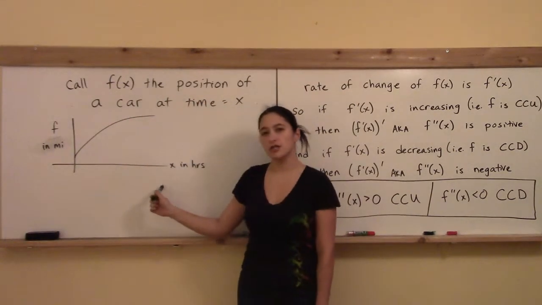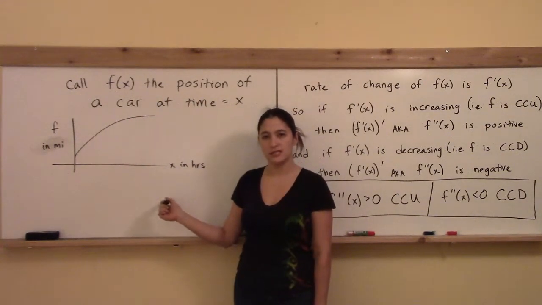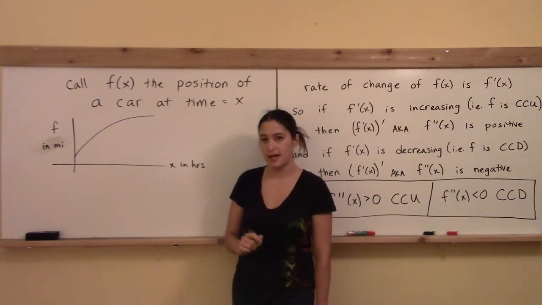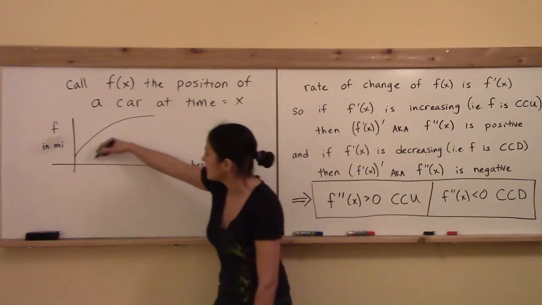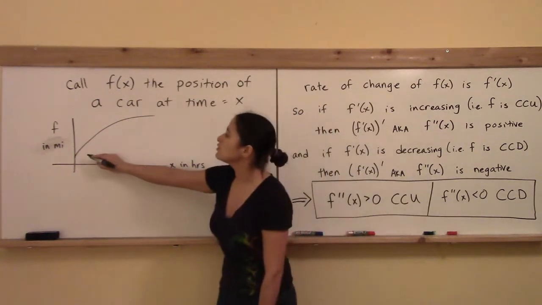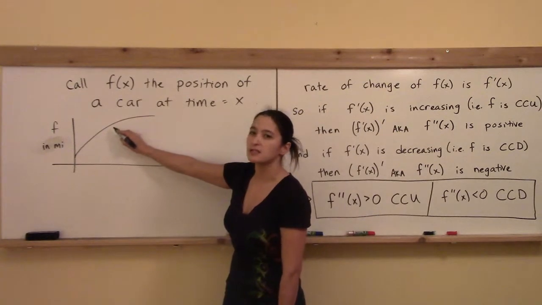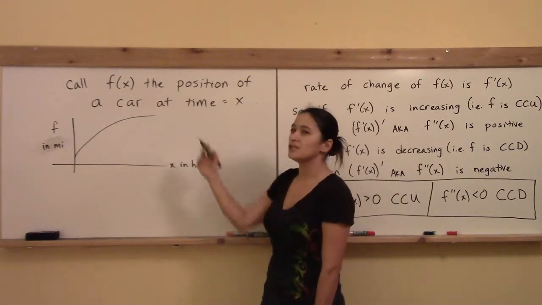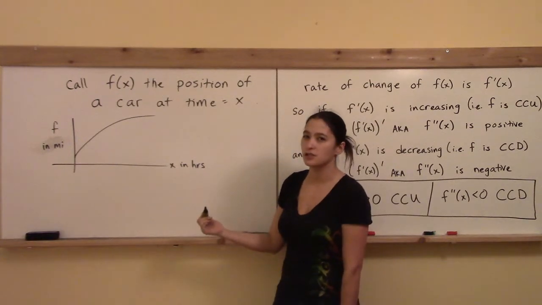Is the function I drew here increasing or is it decreasing? It's still increasing, right? Now, remember the thing that I drew before kind of looked like this, like it was going up at a faster rate. I've still drawn something that's rising. It's still going up, so the function is still increasing. However, it's increasing at a slower and slower rate.